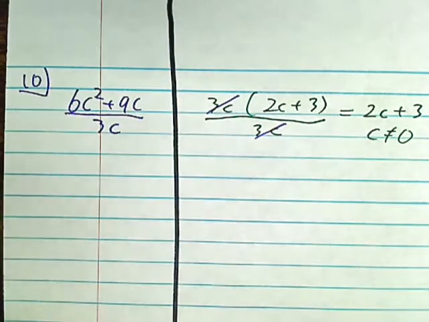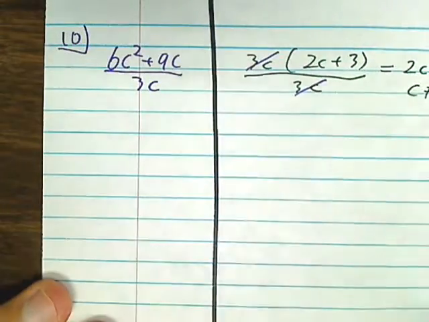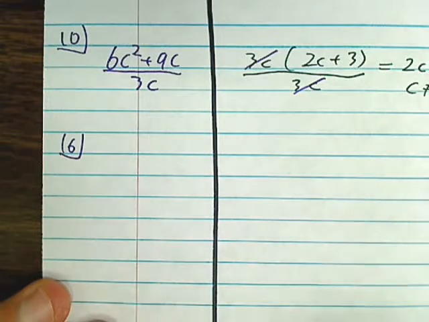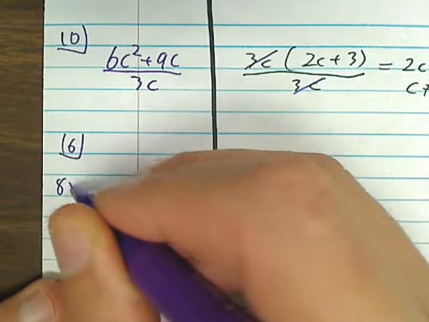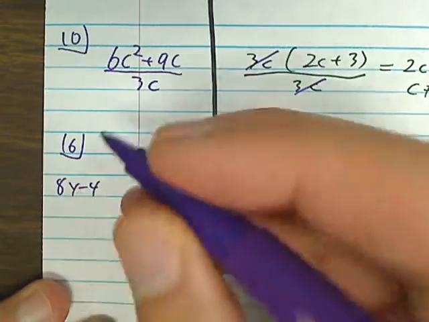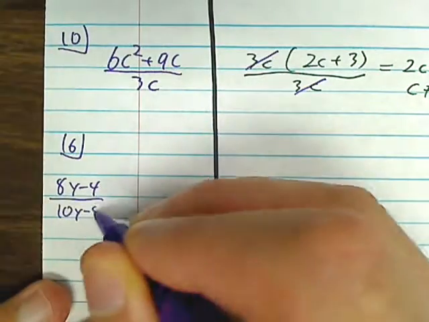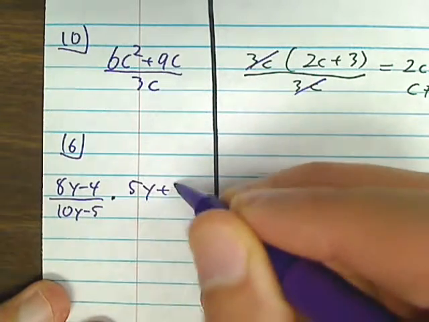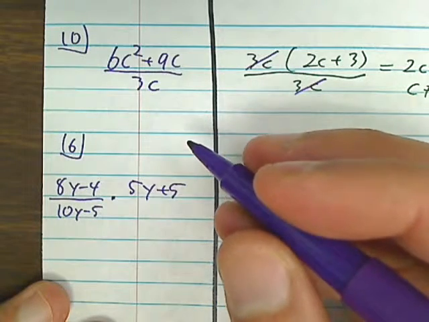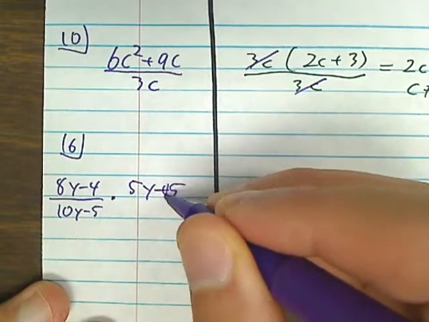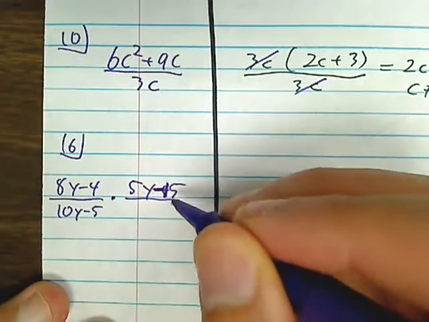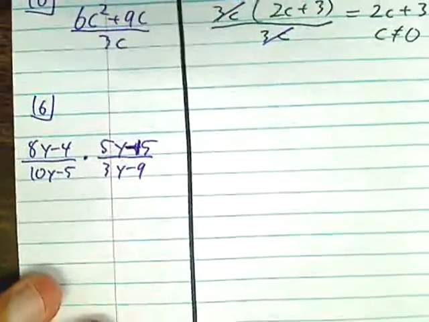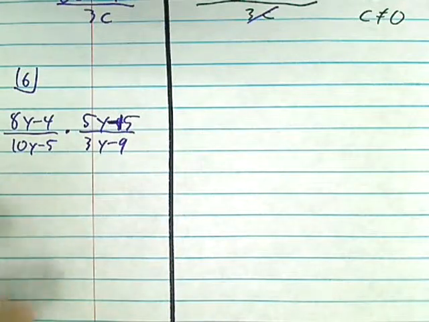Okay, let's go to number 16 next. Number 16. 8y minus 4 over 10y minus 5 times 5y minus 15 over 3y minus 9. Oh, that's a 15 there. Sorry, I couldn't read my handwriting. And again, you'll start by factoring, factoring, factoring. Go.